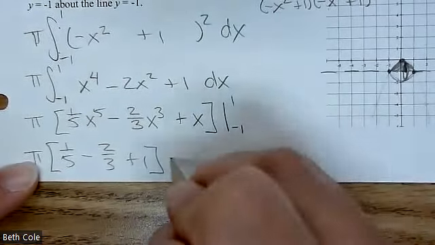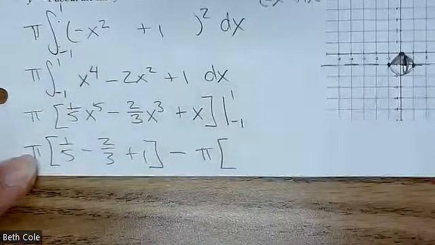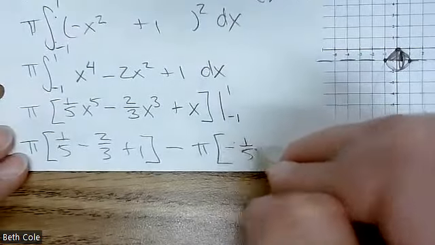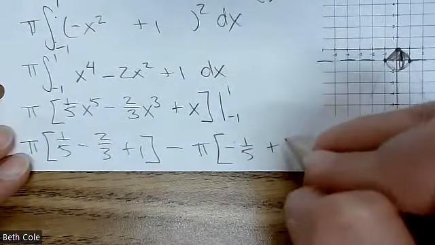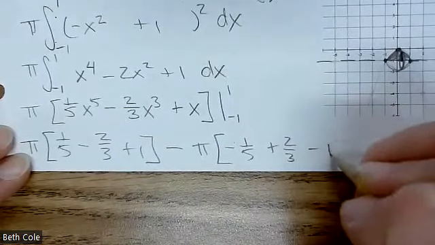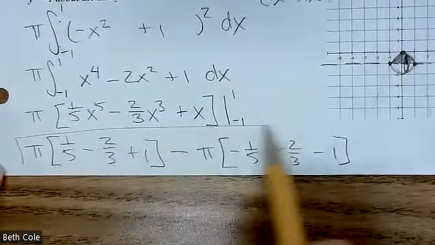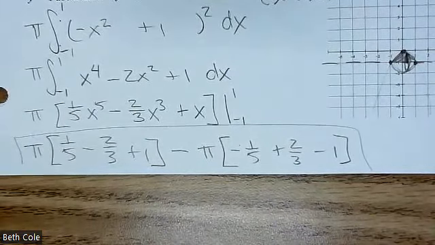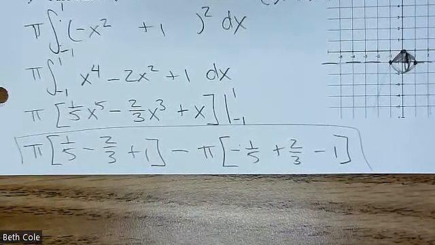1 is easy to deal with. Minus pi, and then do the same thing with -1. So that'll be -1/5, like the exact opposite, right? Plus 2/3 minus 1. And again, you could do some more simplifying down there. I believe that you could if I forced you to, but I'm not trying to torture you, so we'll just go ahead and stop.